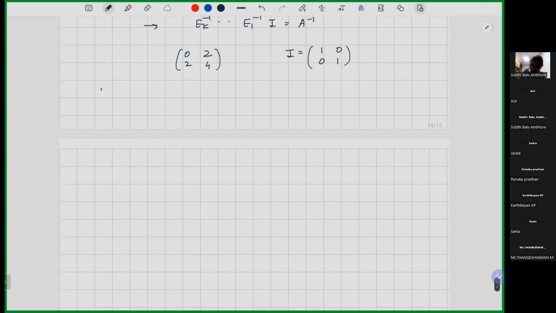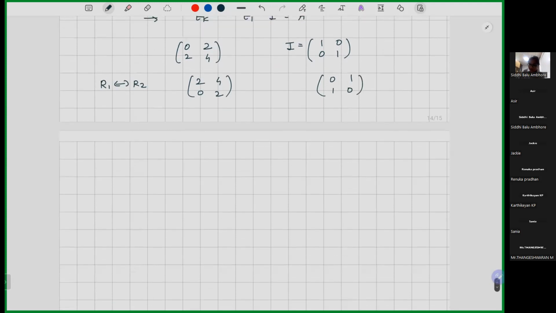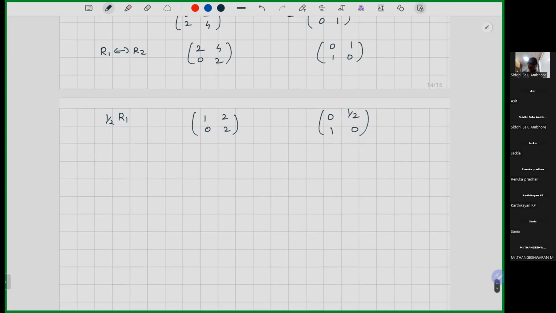Okay, so first I will apply R1 interchange with R2, and this will give me 2, 4, 0, 2, and here it will be 0, 1, 1, 0. And now I will multiply R1 by 1/2, so 1, 2, 0, 2. Here I'm multiplying the first row of this matrix by 1/2 as well.